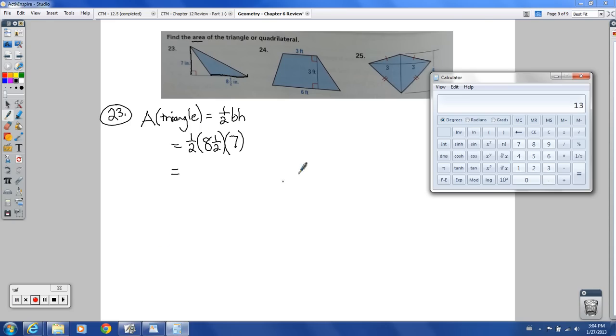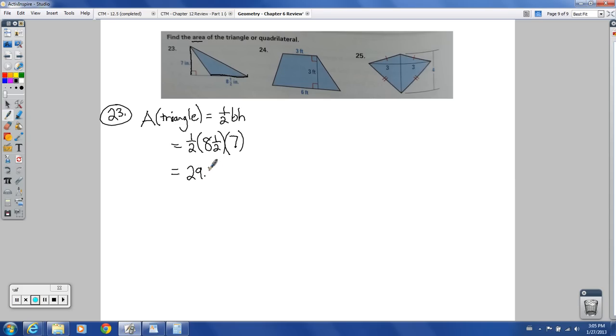This one I'm going to get out my calculator for, though, because we got a bunch of halves multiplied together. So I could say 1/2, that's the same as 0.5 times 8.5 times 7. That would be 29.75. And this one gives me units. It gives me inches, so I need to include those units. It's inches times inches. This is this many inches times this many inches. That's inches squared. So that should be the answer for that one.